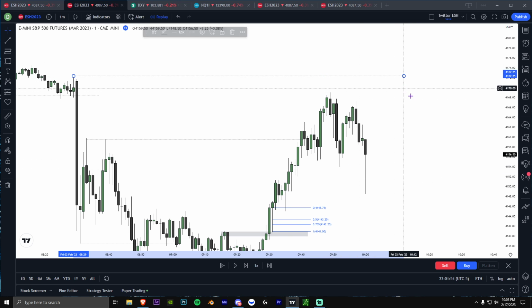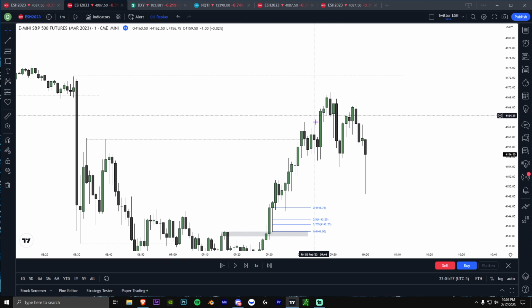So yeah, this is why I wouldn't have taken this. This is probably why I would have left it. The runner would have just been left to these highs.